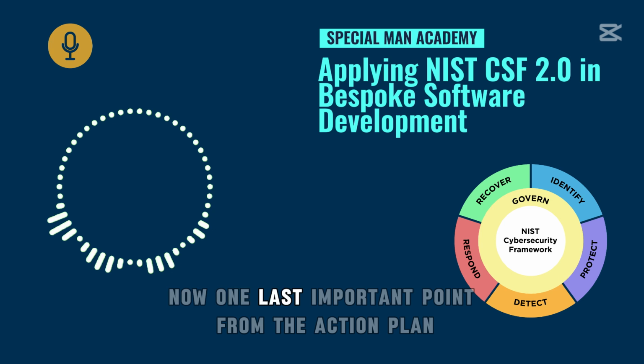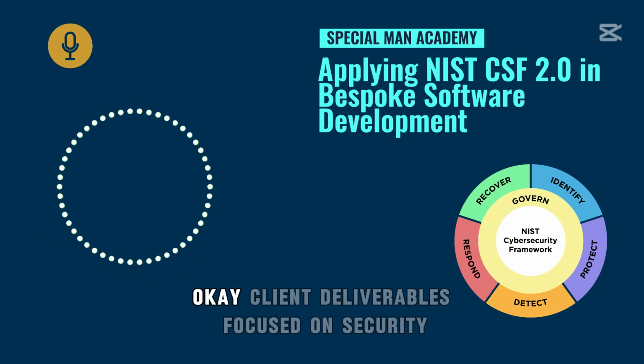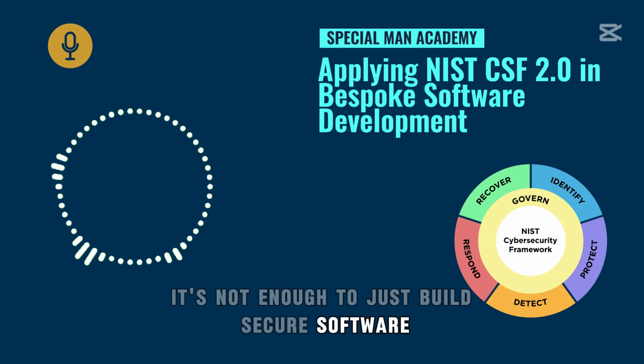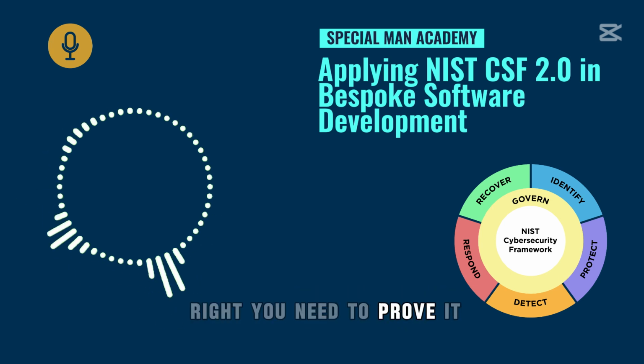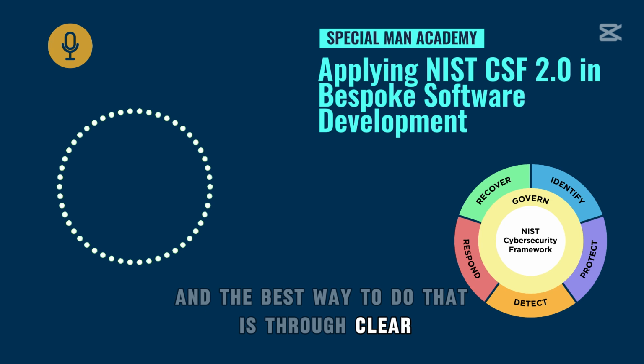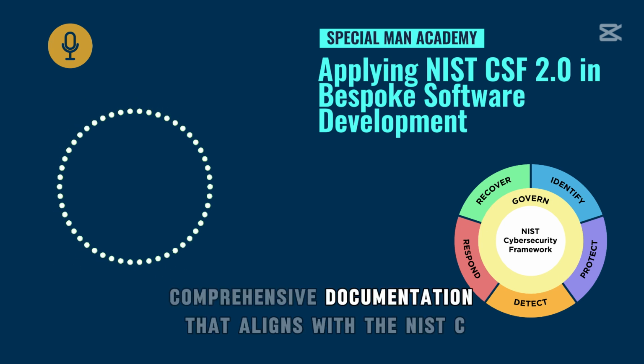Exactly. Now, one last important point from the action plan. Okay. Client deliverables focused on security. It's not enough to just build secure software. You need to demonstrate that security to your clients. Right, you need to prove it. And the best way to do that is through clear, comprehensive documentation that aligns with the NIST CSF.